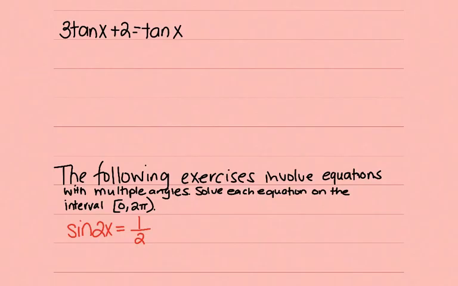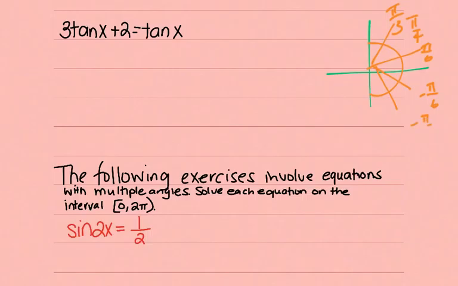All right, 3 tangent of x plus 2 equals tangent of x. I want to do the same thing. This time I've got to work to get tangent on the side by itself. So you should remember that if it's tangent, I'm only using the right side, and it's pi over 6, pi over 4, pi over 3, and then negative pi over 6, negative pi over 4, negative pi over 3. And for tangent, I add pi k, or n k, same thing.